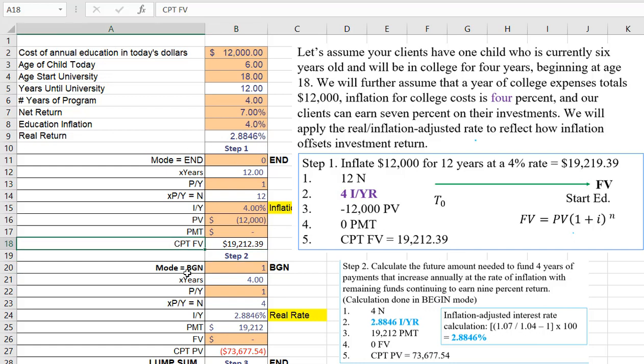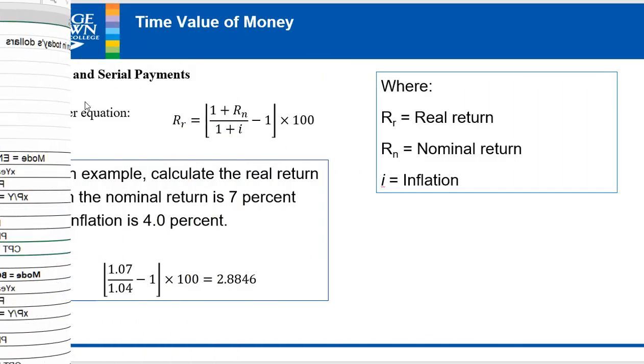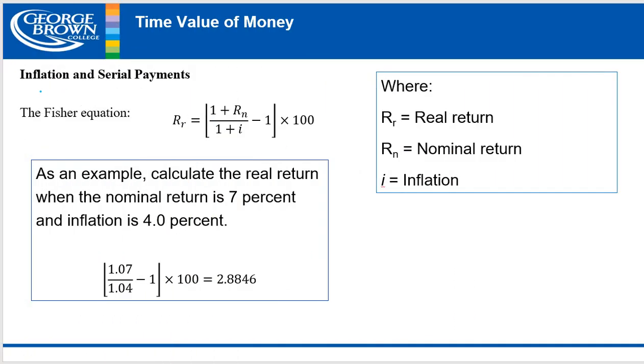Okay, so that's step number 1 done with algebra, done in the financial calculator, and now done in this little Excel model, which will be available for download from my website. Okay, before we jump into step number 2, just wanted to quickly go over inflation and serial payments. Again, this is when we were calculating what interest rate, discount rate to use in step number 2. We're going to have an investment return, and we're going to have a rate of inflation, and therefore we're going to use the real return.